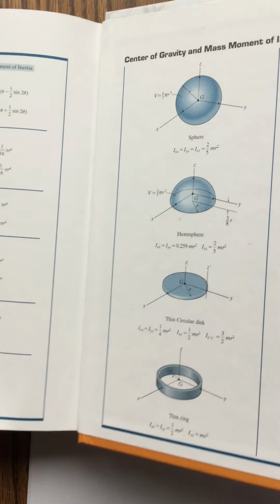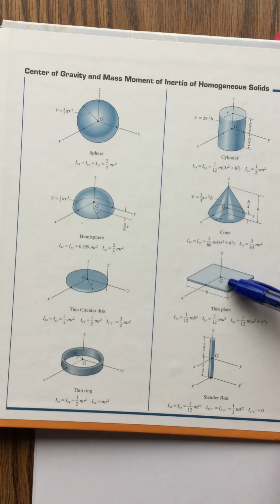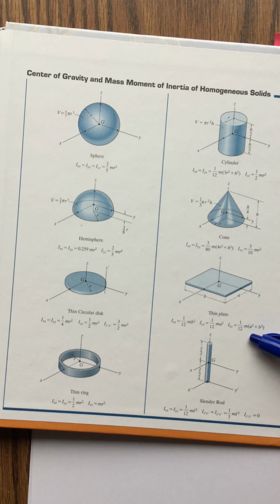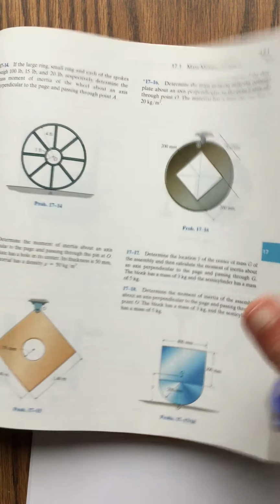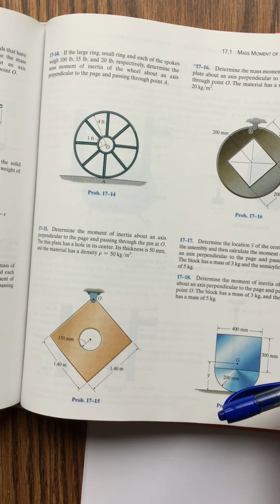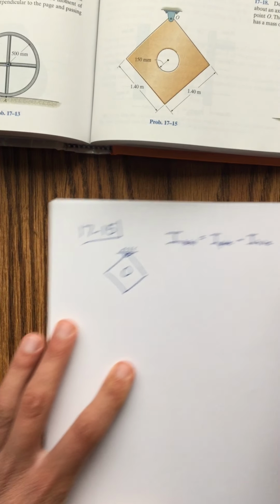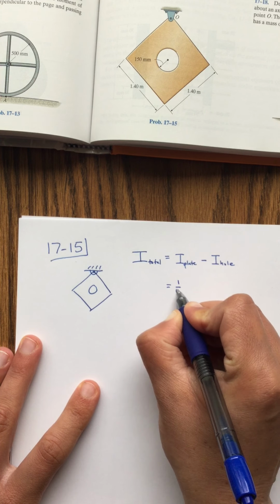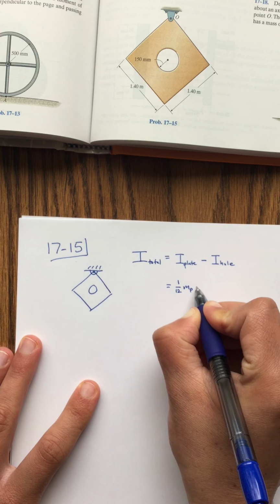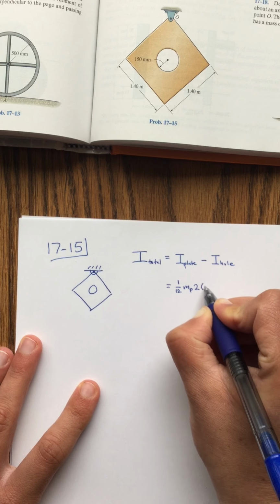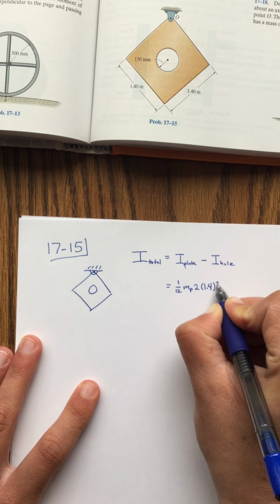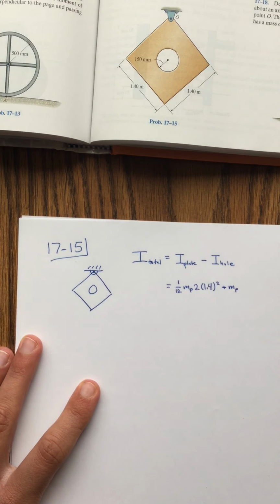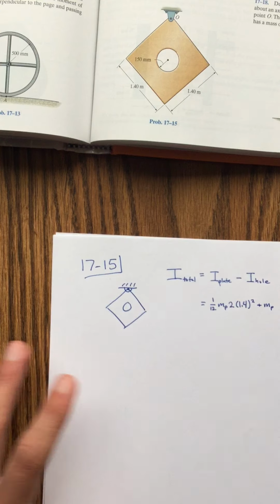So for the thin plate, for an axis going through the mass center, the moment of inertia is 1/12 times m times a squared plus b squared. And for us, a and b are the same. They're both 1.4. So for the plate, we have 1/12 times the mass of the plate times 2 times 1.4 squared, plus, from the parallel axis theorem, the mass of the plate times d squared.